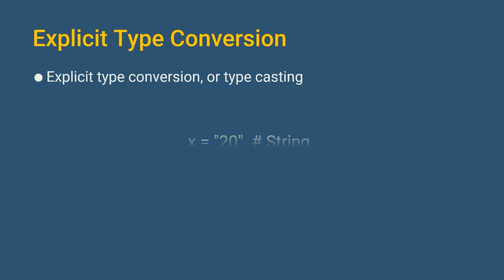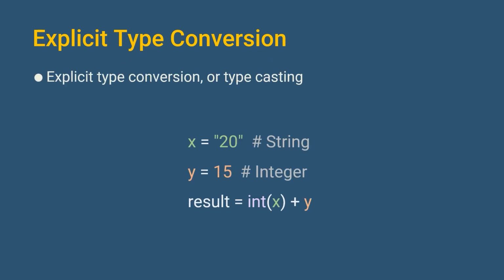Explicit type conversion, or typecasting, is when the programmer manually converts one data type to another. This is done using specific Python functions, such as int, float, str, and others, to force the conversion.